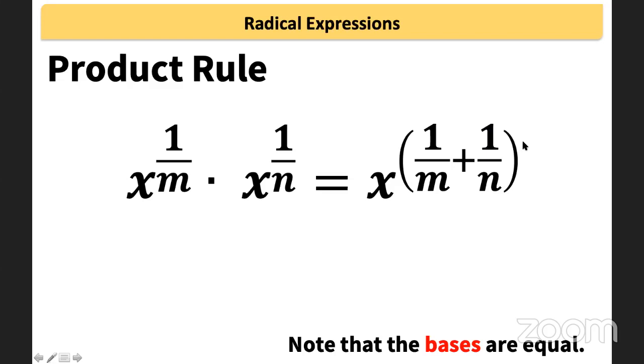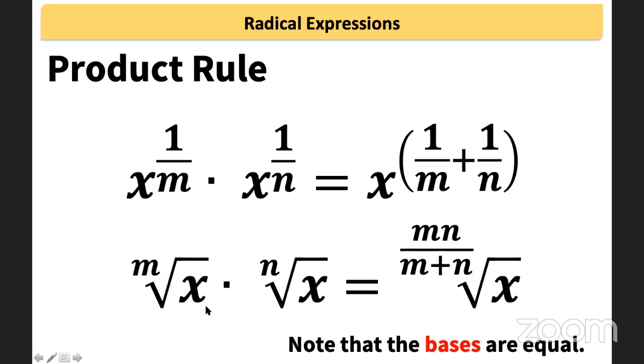So pagdating naman sa product rule mo, guys, kanina sa power of a product rule and power of a quotient rule, yung index mo yung magkapareho, ha? Dito naman, pag yung bases mo are equal and you're multiplying two radicals or two expressions with rational exponents, ikakopy mo lang yung base, then raise to the sum of exponents nila. So same na same yung concept. In radical form, okay, as you can see, pareho yung base dito magiging radicand dito kapag nasa radical form. So yung radical form mo are the same here, x and x.